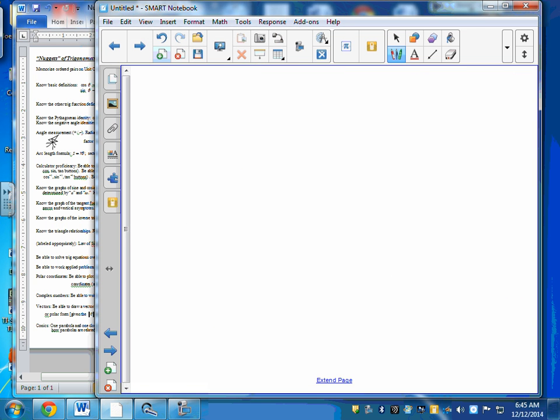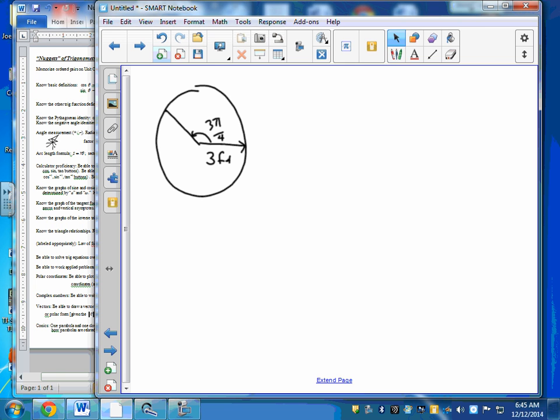Let's do sector area, a couple of problems. And again, the idea is you have a circle, you have a radius given. Let's say this is 3, I don't know, feet. Okay, and you have an angle given. Let's make this 3 pi over 4. And the task is to find the area of the sector. And this is called a sector. It's a portion of the interior of the circle. Okay, so here's your formula. The area is 1/2 r squared theta. And again, theta is in radians.